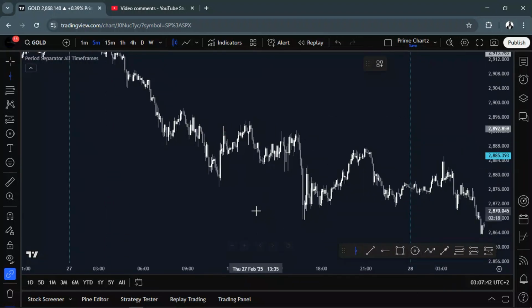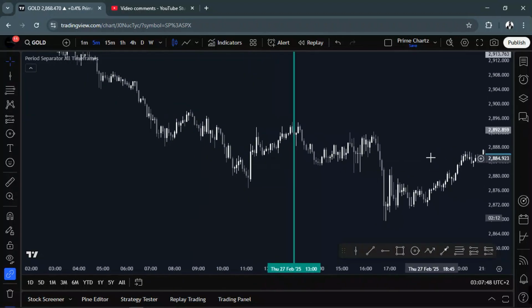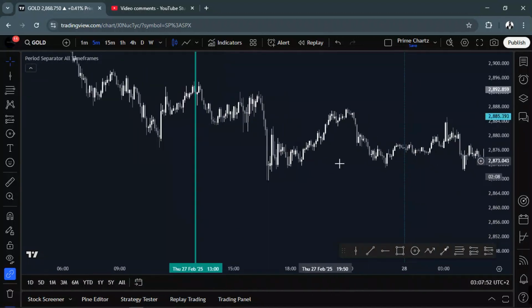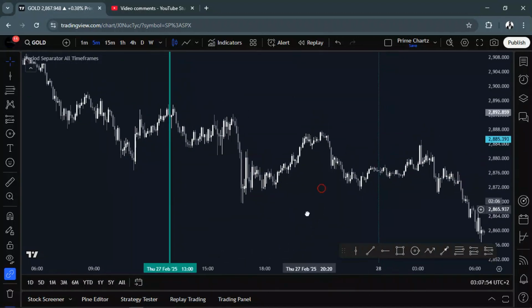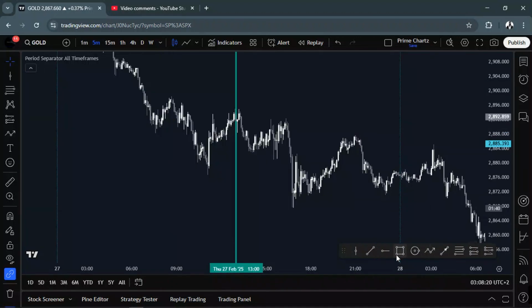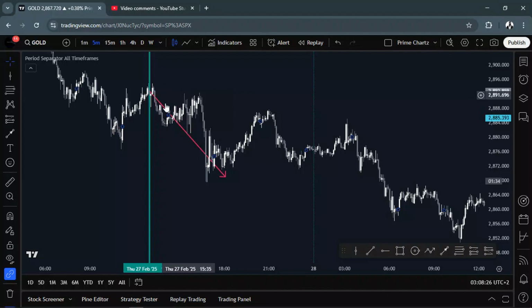We're going to place a vertical line at exactly 1 p.m. right there, right? At exactly 1 p.m. So what do we see? What do we see when we're looking at price from 1 p.m. right here? A bearish trend, right? From 1 p.m. we can clearly see that price was bearish from 1 p.m.